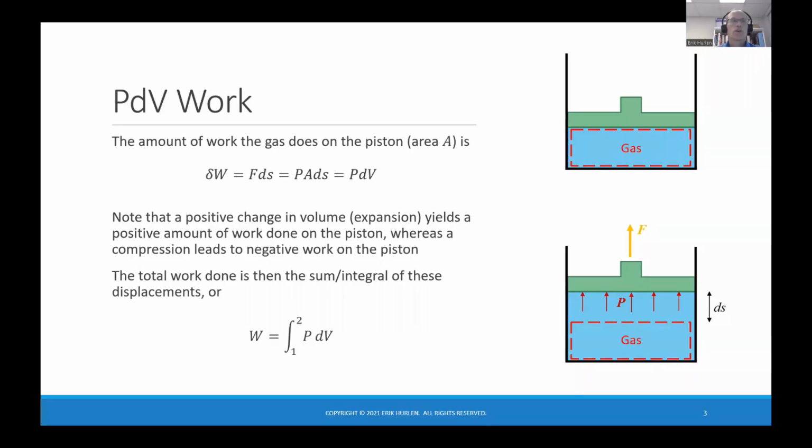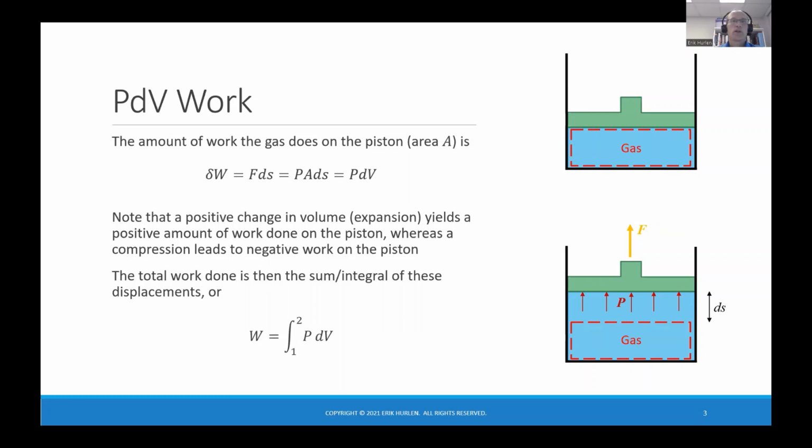The amount of work done on the piston in these cases is given by delta W equals PdV. This comes from the definition of work, force F times displacement ds, in which the force can be replaced by pressure times area, then area times ds is dV. Note that the delta in front of the W indicates the path by which this process occurs has an influence on the actual amount of work done.